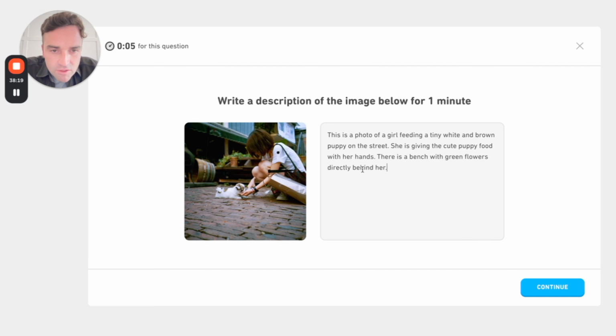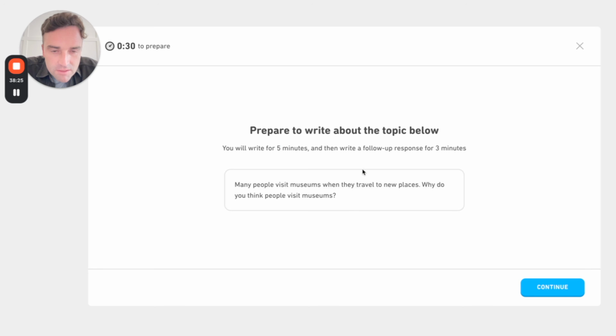Okay, so I got some. This is a photo of a girl feeding a tiny white and brown puppy on the street. She's giving a cute puppy food with her hands. Oh, that 1 minute goes so fast. Okay, so that's how you do that one, though. It's a good idea to think about the structure because you only have 60 seconds. I recommend general summary, talk about the actions, and describe the locations.